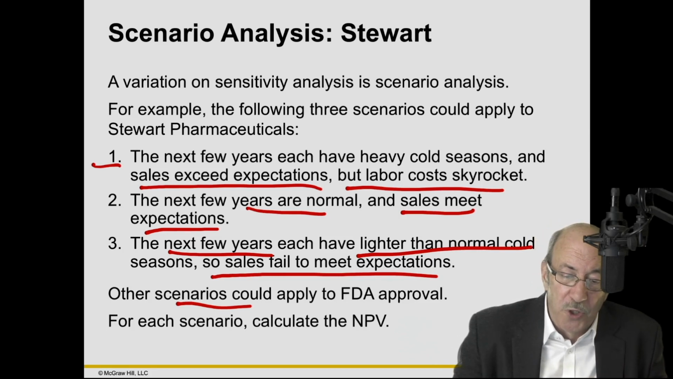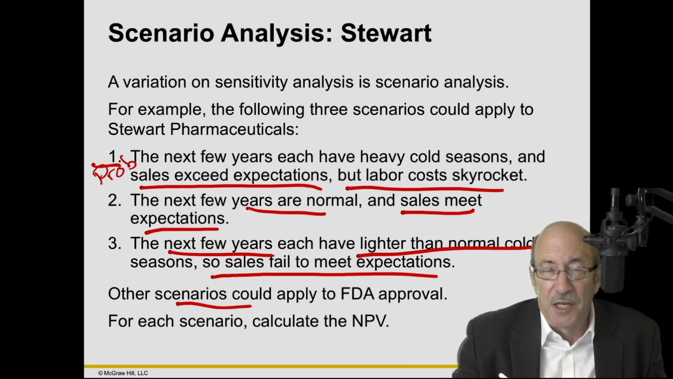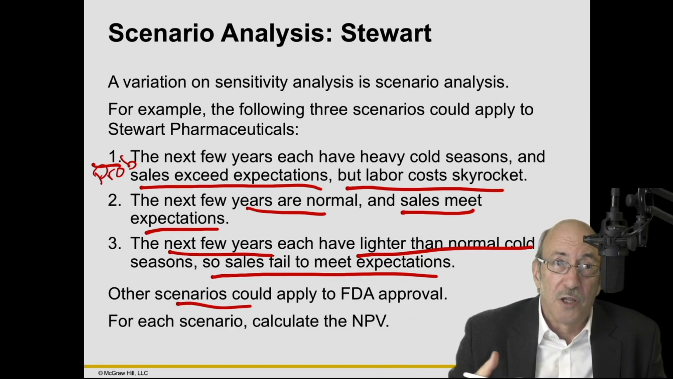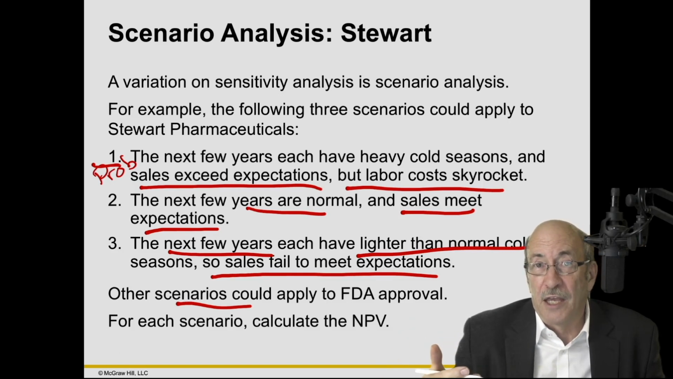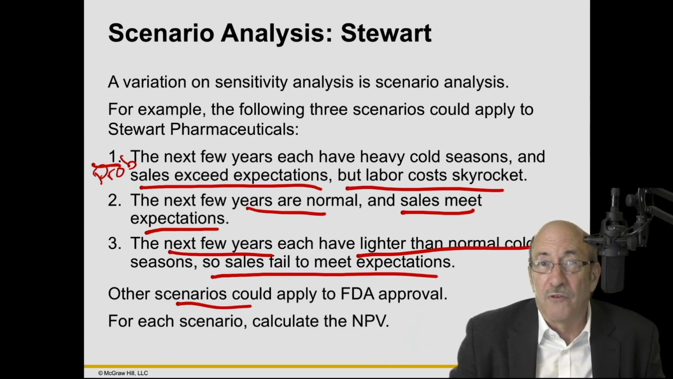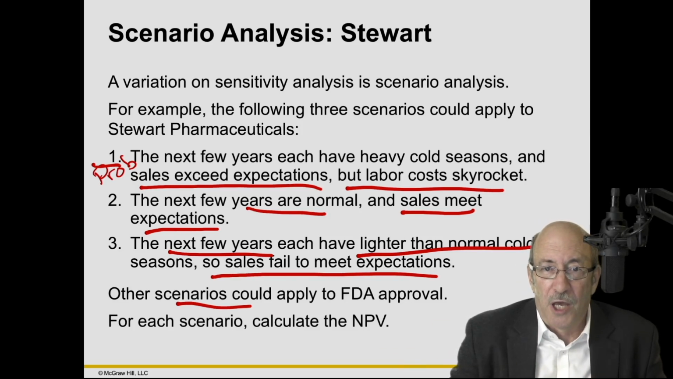We might even put some sort of probabilistic estimate on each of the scenarios. How likely is the heavy cold season? How likely is it that it's going to be normal or lighter? And historically, we could certainly look back and get some sense of how many times over the last couple of decades that occurred. So scenario analysis is a little more sophisticated than just a simple subtract off $1 billion and call it good and take a look at it.